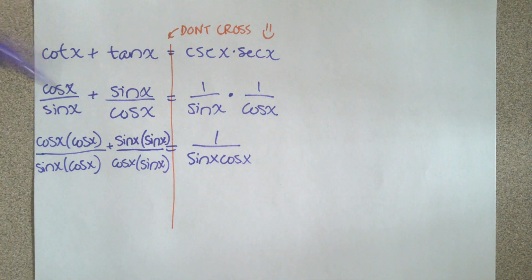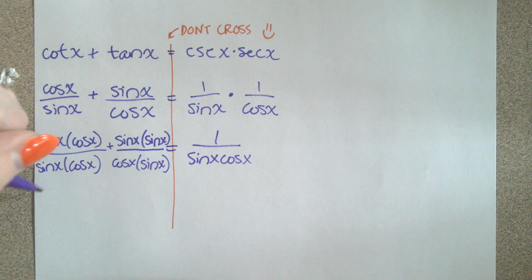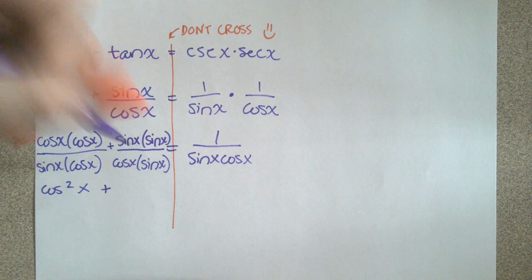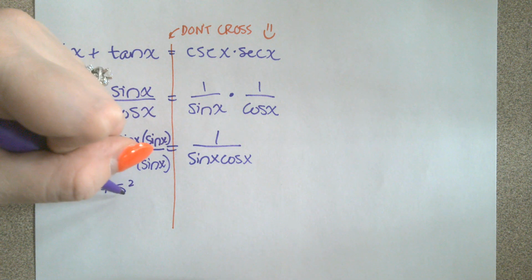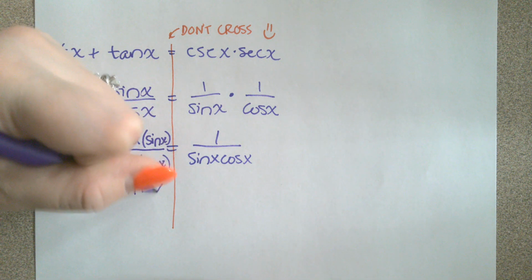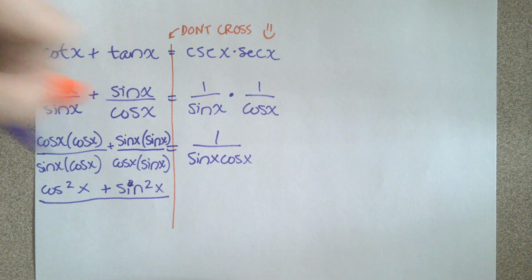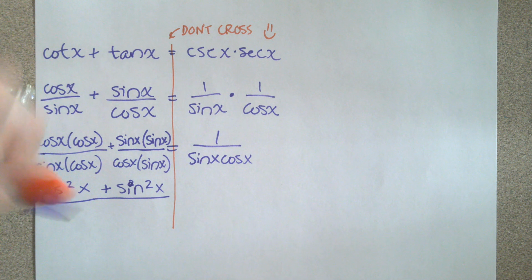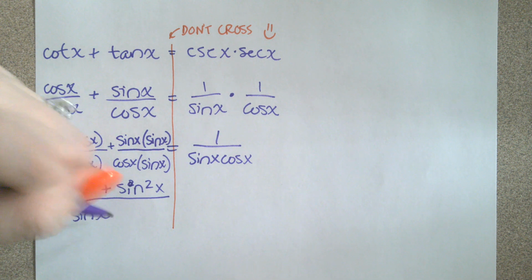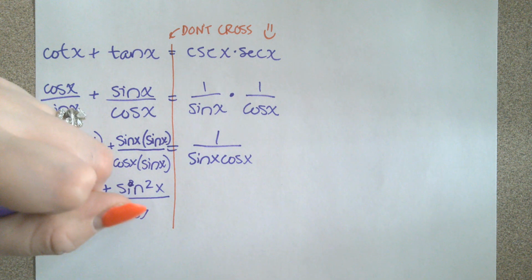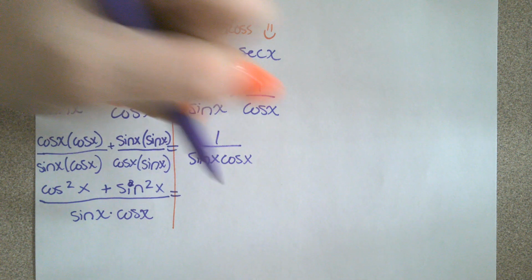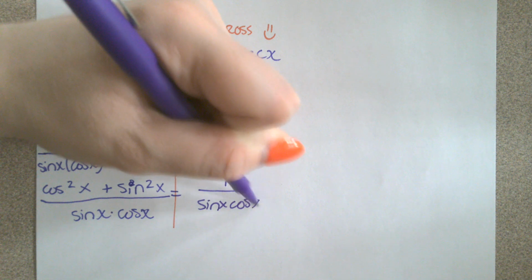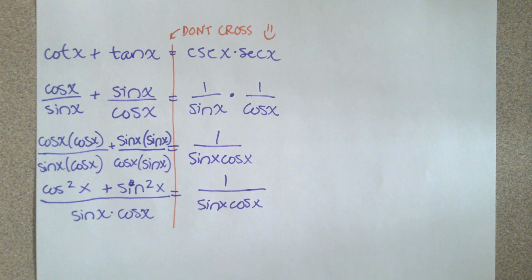I'm going to simplify this. Cosine times cosine, that's cosine squared x, plus sine times sine, that's sine squared x. And then I'm just going to go ahead and make this one big fraction over just the denominator one time. Sine of x times cosine of x. Go ahead and bring this down. Hopefully you see where this is going next.